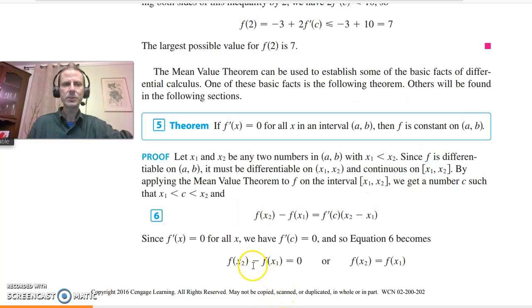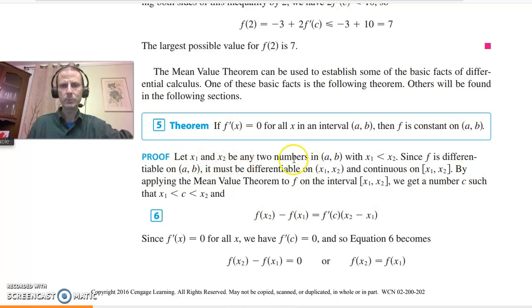To illustrate just how powerful the mean value theorem is, a nice example is this theorem, which says that if f prime of x is 0 for all x in an interval, then f has to be constant. This might not be that surprising, but without the mean value theorem, you couldn't prove it. So it's a nice way of telling when a function is constant: check its derivative and notice that it's 0.